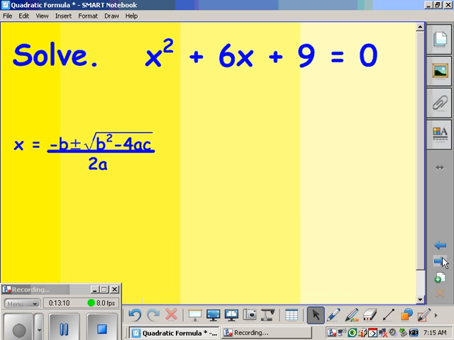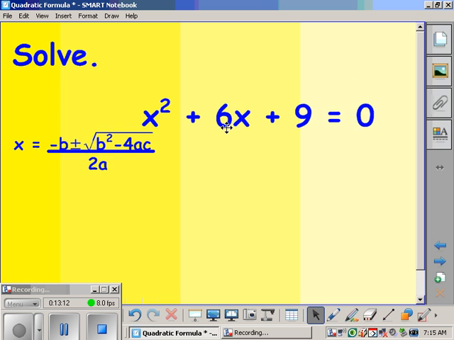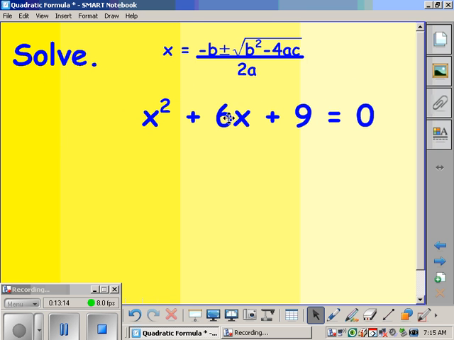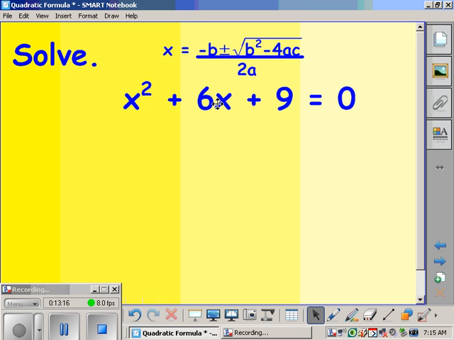Okay, let's look at this scenario. So each scenario will be a little bit different because there's quite a few, and I want you to see all the different situations. Okay, so for this problem, our a is 1, our b is 6, and the c is 9.